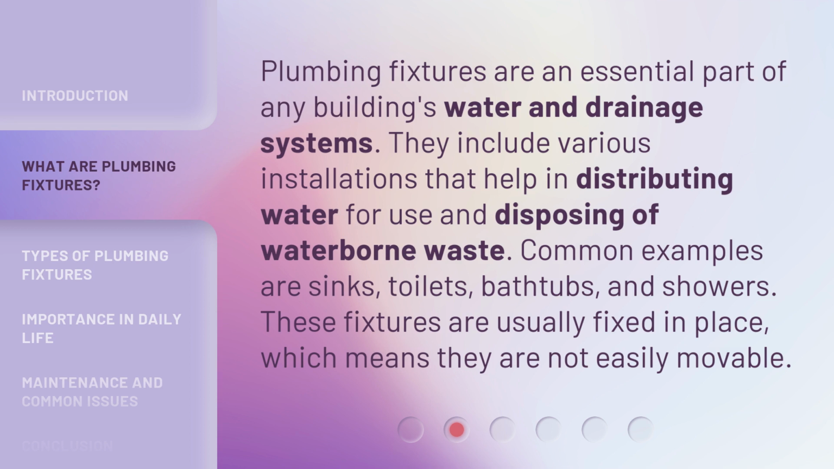Plumbing fixtures are an essential part of any building's water and drainage systems. They include various installations that help in distributing water for use and disposing of waterborne waste. Common examples are sinks, toilets, bathtubs, and showers. These fixtures are usually fixed in place, which means they are not easily movable.